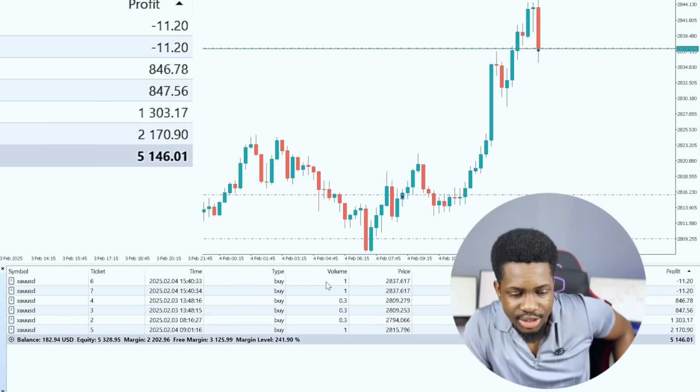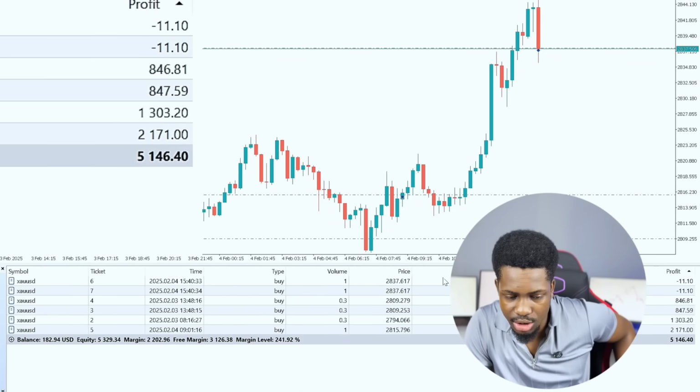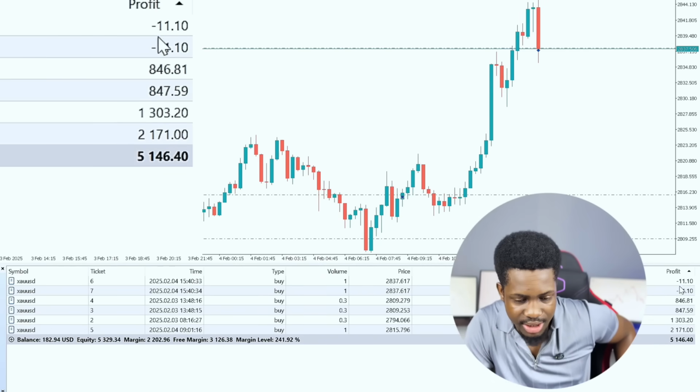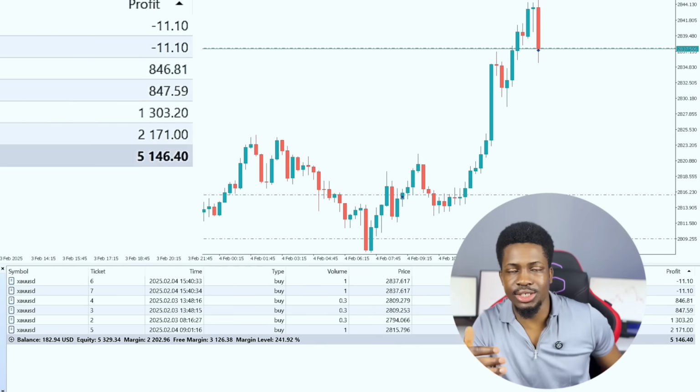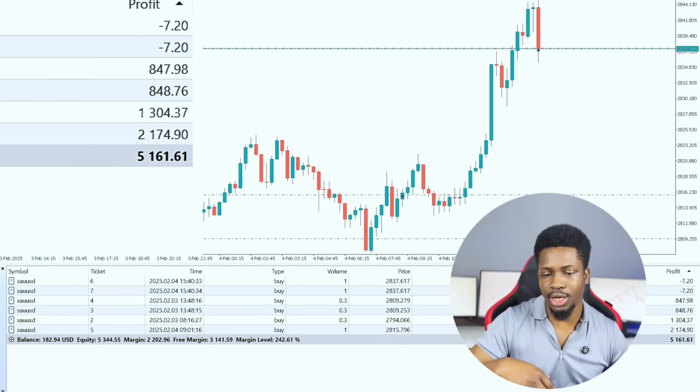Okay guys, so I just added 2 more trades to this, right? Two more trades at one lot size each. They're still red, about minus $11 currently on each. Guys, the risk that we're taking on this account is just based on the profits we've already made.